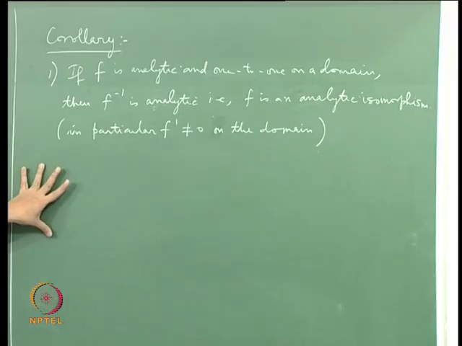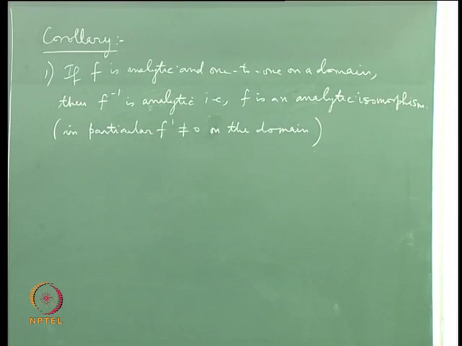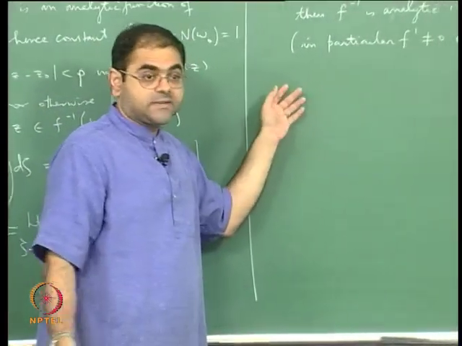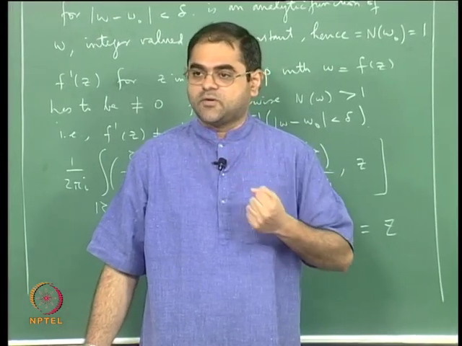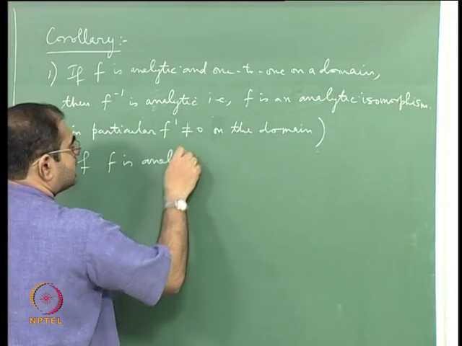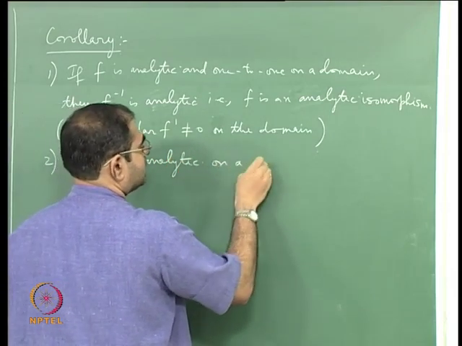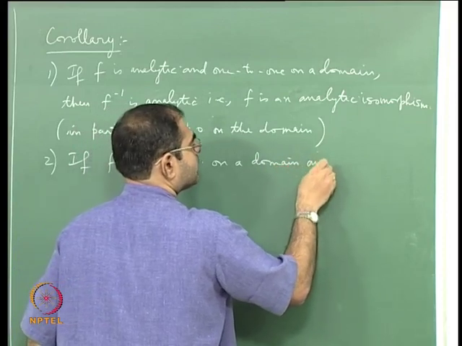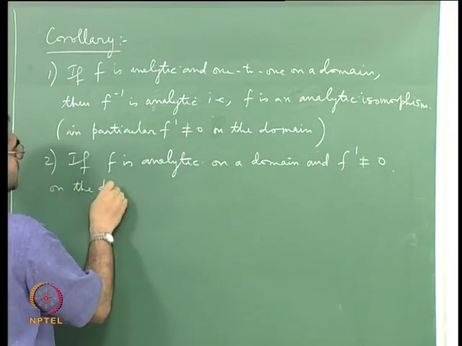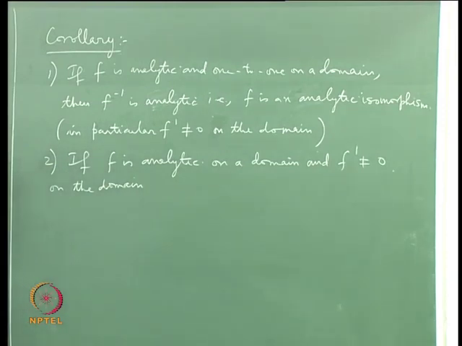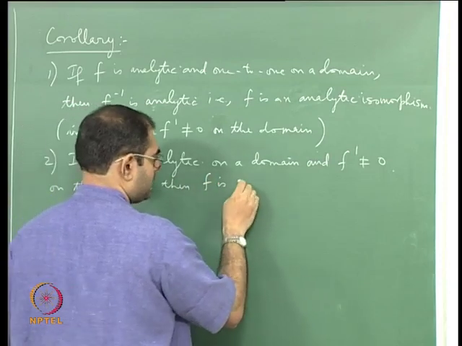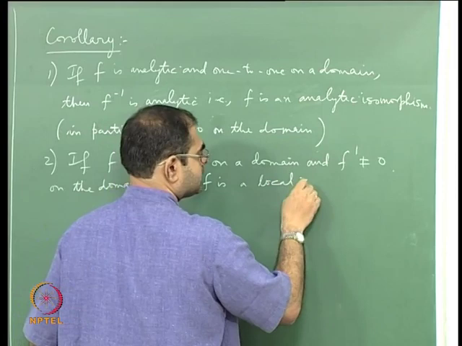What is the second corollary? The second corollary is the other condition. Instead of assuming f is 1 to 1, suppose I assume the derivative of f does not vanish, then what do I get, okay. The answer to that is the second corollary, which says in that case you will get a local holomorphism, okay. So let me write that. If f is analytic or holomorphic on a domain, and f dash is not equal to 0 on the domain, by which I mean that f dash never vanishes, the first derivative of f never vanishes on the domain, then f is a local isomorphism.